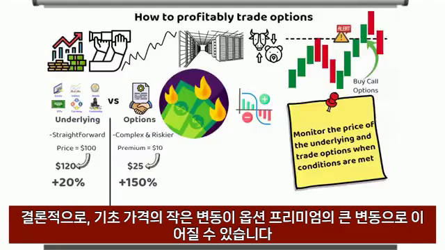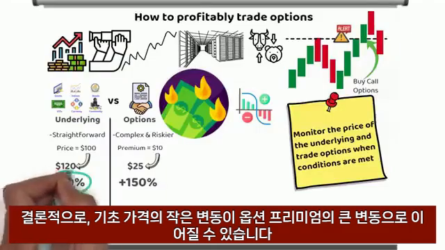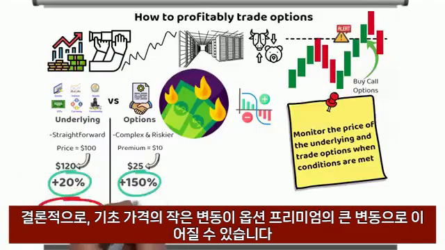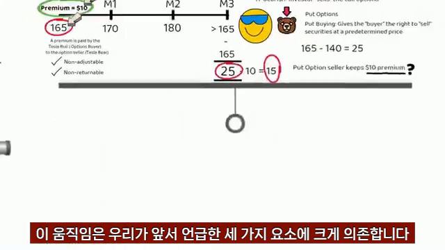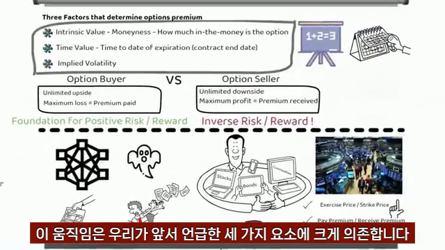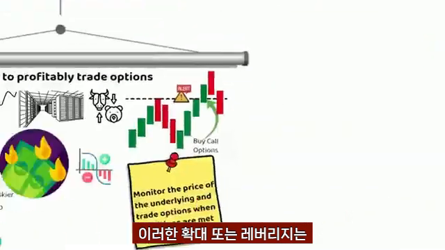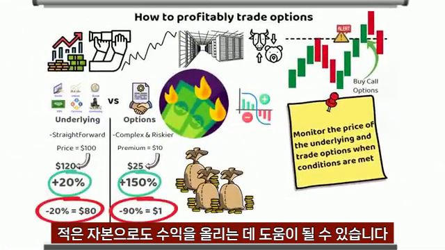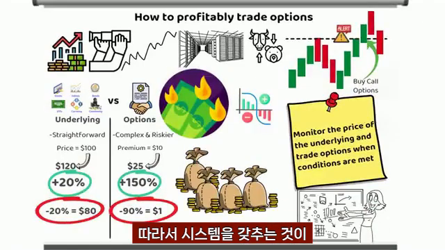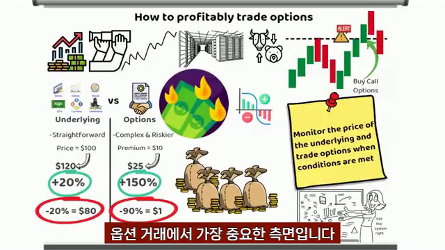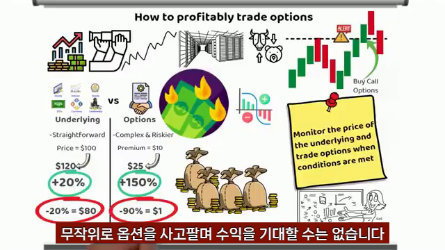The bottom line is that a small movement in the underlying price can lead to a large movement in the option premium. This movement largely depends on 3 factors that we touched on earlier. This magnifying or leveraging can help options traders to be profitable with a small amount of equity, provided they have a system of positive expectancy. Therefore, having a system is the most important aspect of trading options. You can't randomly buy and sell options and expect to be profitable.